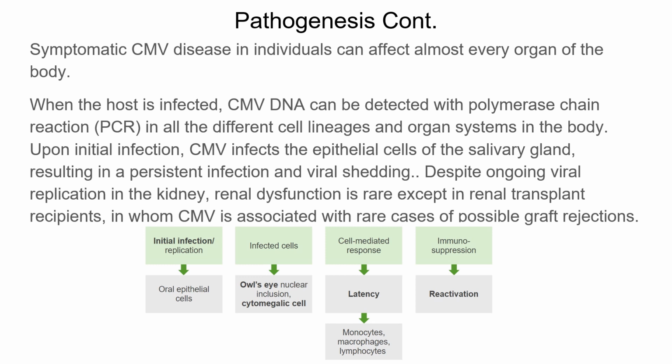Upon initial infection, CMV infects the epithelial cells of the salivary gland, resulting in the persistent infection and viral shedding. Despite ongoing viral replication in the kidney, renal dysfunction is rare, except in renal transplant recipients, in whom CMV is associated with rare cases of possible graft infections.